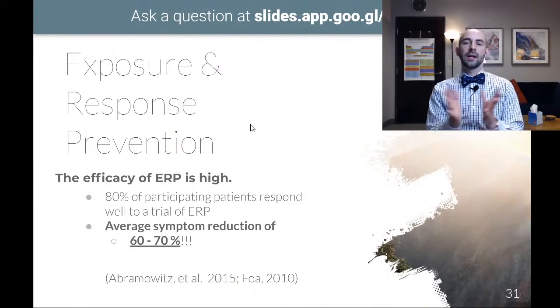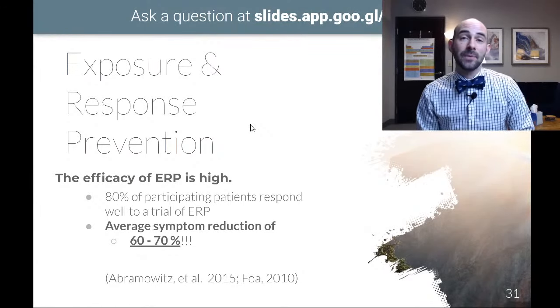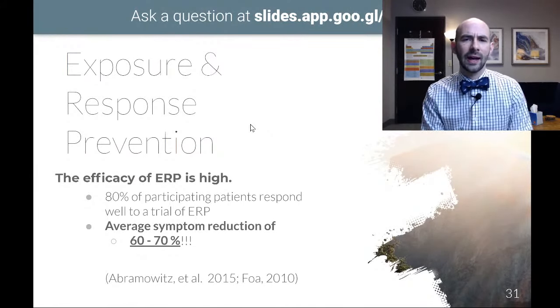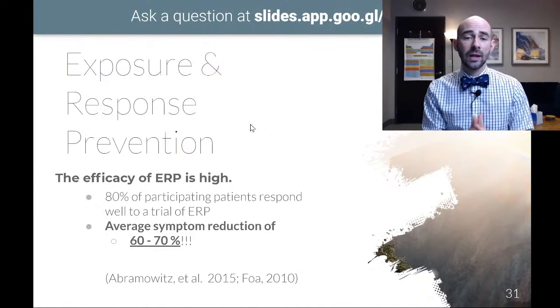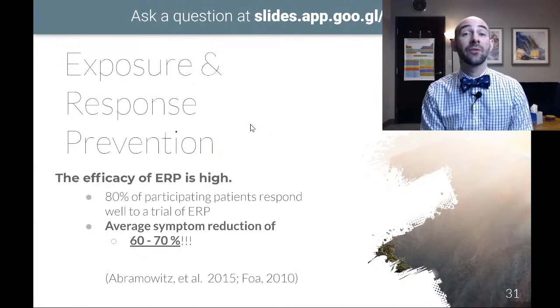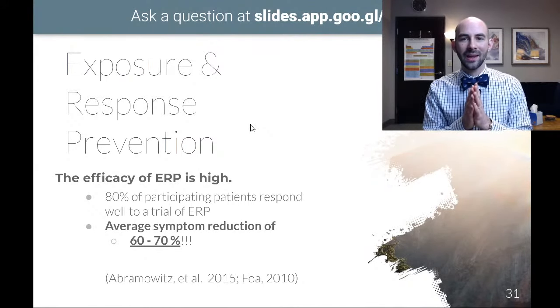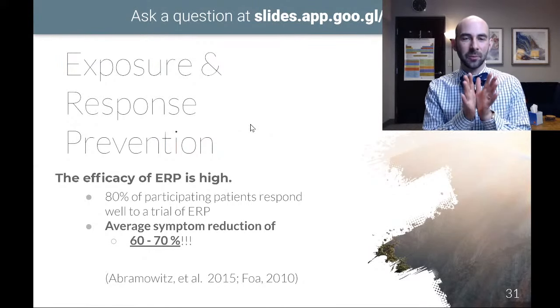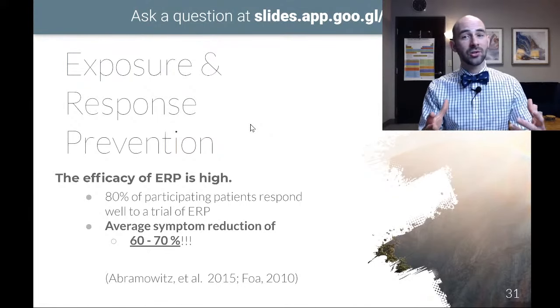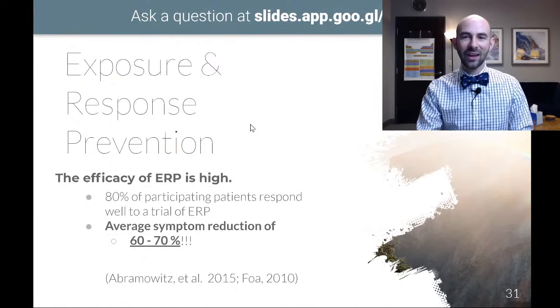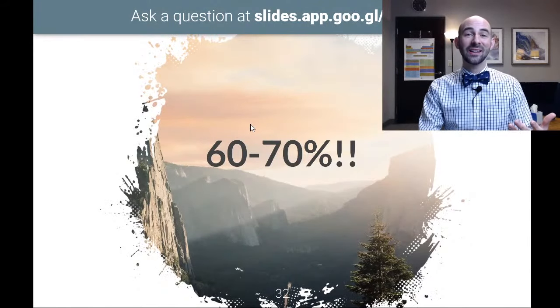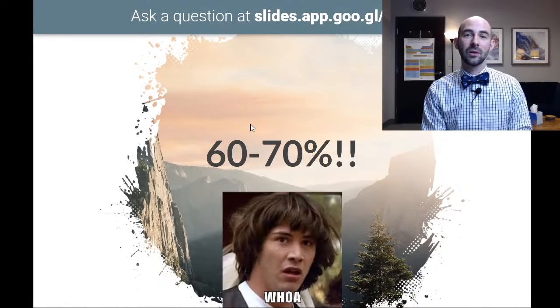Okay, so talking about exposure and response prevention, the efficacy is really high. This number still shocks psychiatrists when I train at clinics. It still shocks, I think, the average person that I share this with, that 80% of participating patients respond well to a trial. In the research, a 60 to 70% average symptom reduction. What? 60 to 70%? That deserves Keanu Reeves. Whoa. I mean, that's pretty significant.